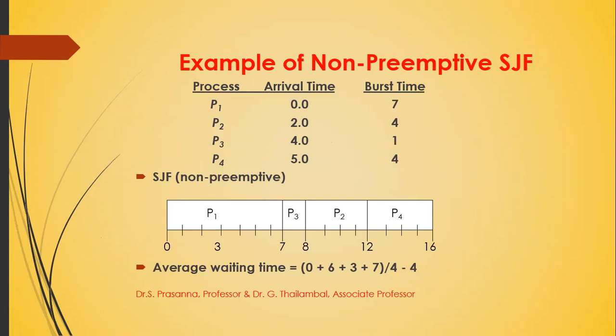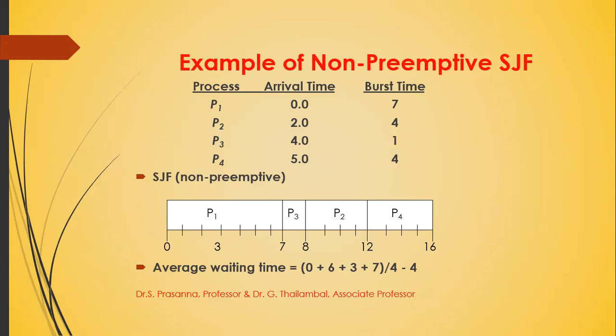P1 arrives at time 0, so P1 starts execution. The burst time is 7, and before it finishes, P2 arrives at 2 milliseconds. Even though it arrives at the second millisecond and has a shorter job, it is not preempted. P1 has to complete its execution, and only then will P2 be allocated, after completing at the 7th millisecond.